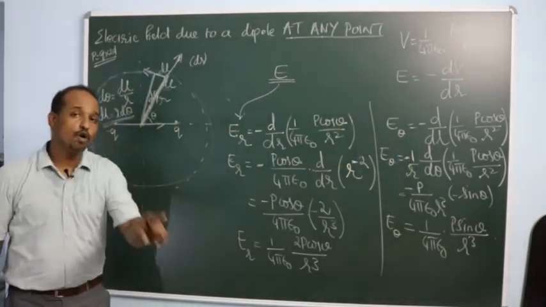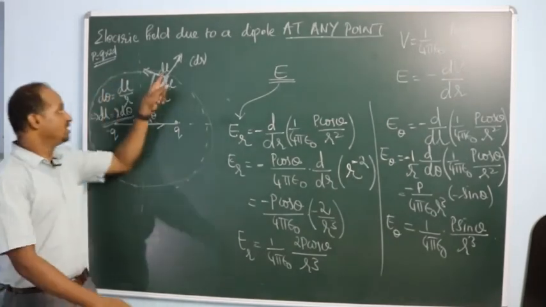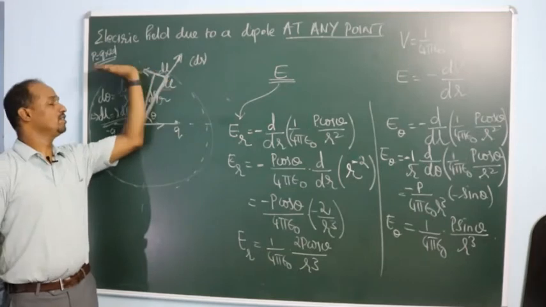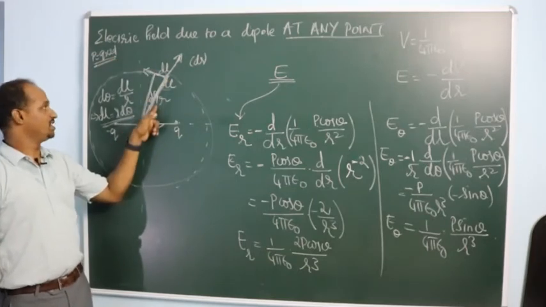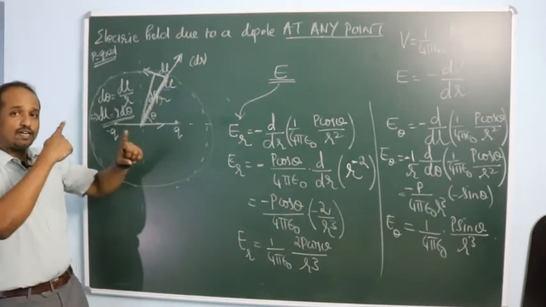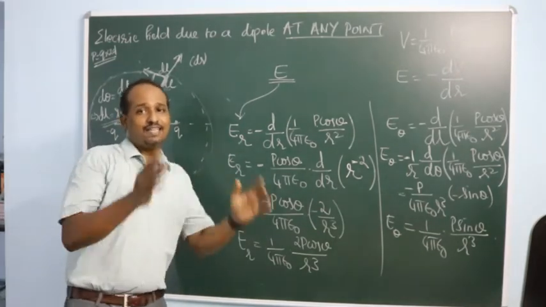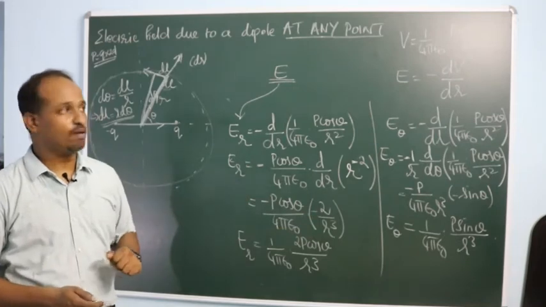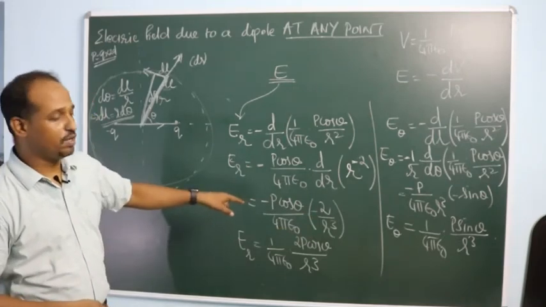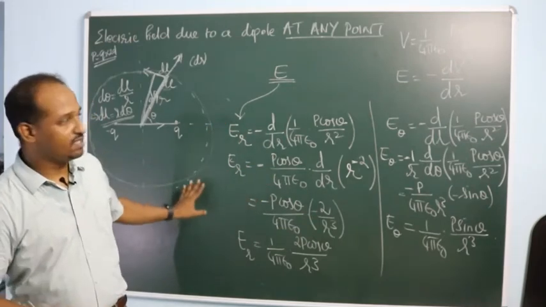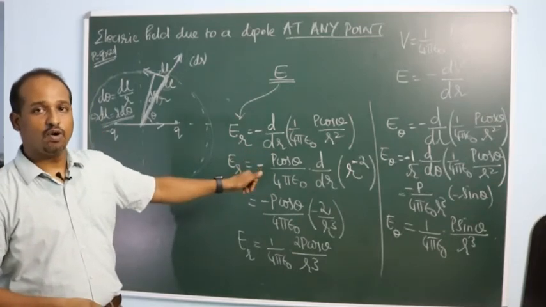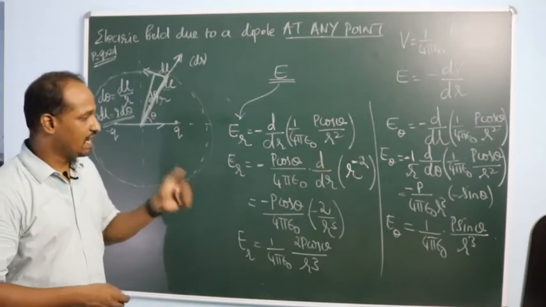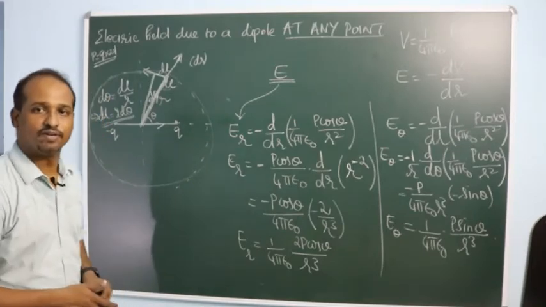Now there are two components of electric field at this point: one along the radial direction, the other along the tangential direction to this position vector. When two vectors are acting at right angles to each other, the resultant field is found using the Pythagoras theorem. I'm just going to rub this off. If there is any doubt, put a comment in the comment section, and I'll clarify your doubts by shooting a small video of it.